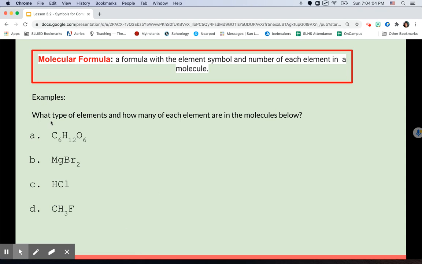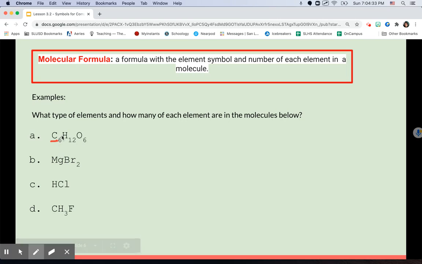So my question for these examples is, what types of elements and how many of each element are in the molecules below? So go ahead and pause the video and see if you can identify what types of elements there are and how many there are of each. Okay, so let's check your answers real quick.